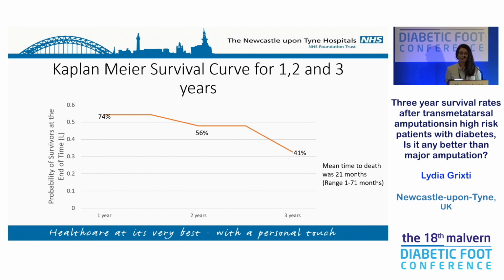We looked at the survival rates at 1, 2, and 3 years, and these were 74%, 56%, and 41% respectively. Our mean time to death was 21 months. However, we had quite a wide range between 1 and 71 months.